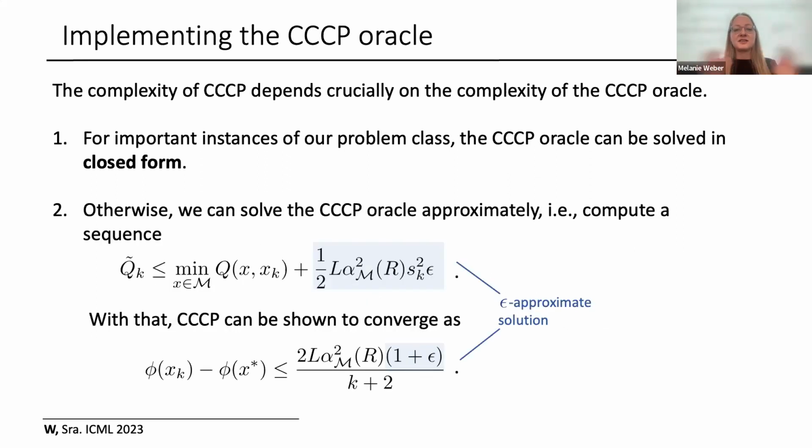There might be instances where the CCCP oracle cannot be solved in closed form. In that case, similar to what we discussed for the Frank-Wolfe algorithms, we could use a numerical solver to find a solution to the CCCP oracle. That, of course, will only be an approximate solution, not an exact solution. But as long as we're sufficiently close to the true solution, we can show that it doesn't cause too many issues, and our algorithm still converges at a sublinear rate with some constants that depend on the accuracy of the approximate solution to the subproblem.